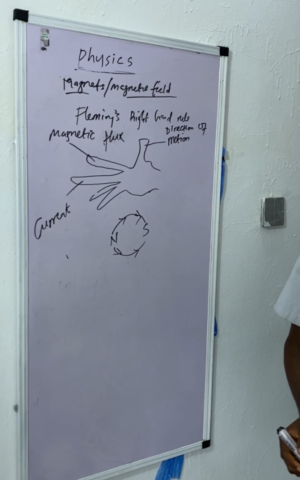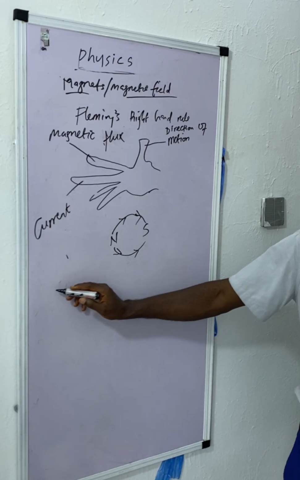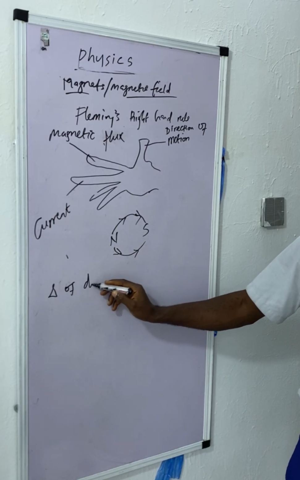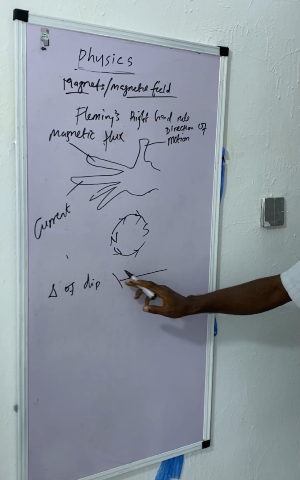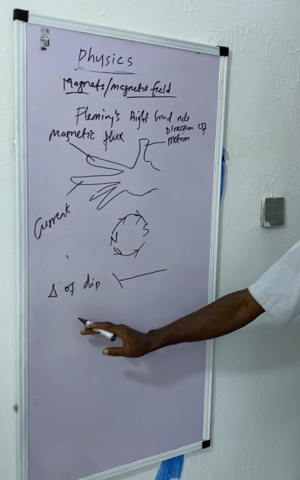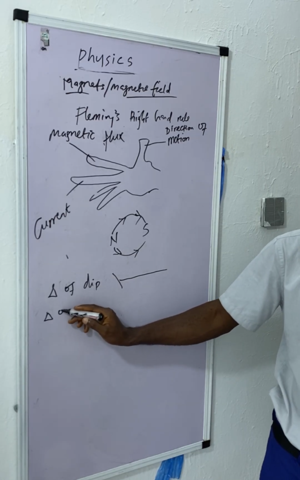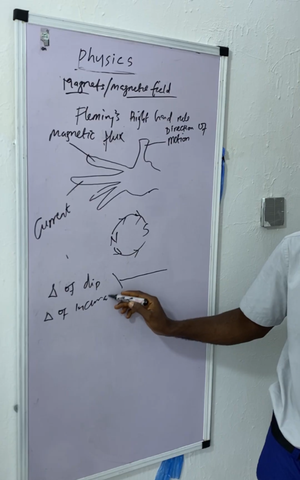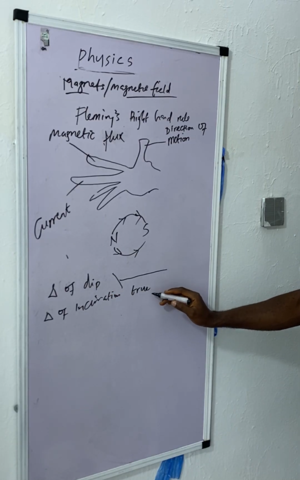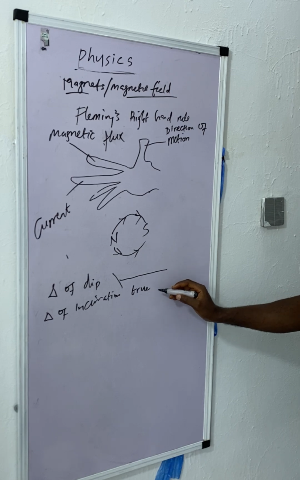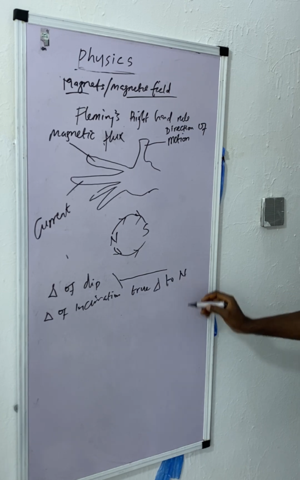We have to also understand something like angle of dip, which is the angle to the horizontal. So this angle, the angle to the horizontal, is angle of dip. Another one is angle of inclination. Angle of inclination is the true angle to the north pole.